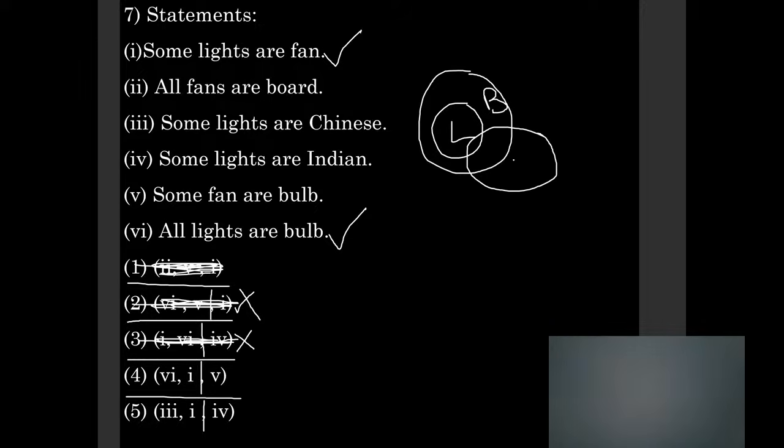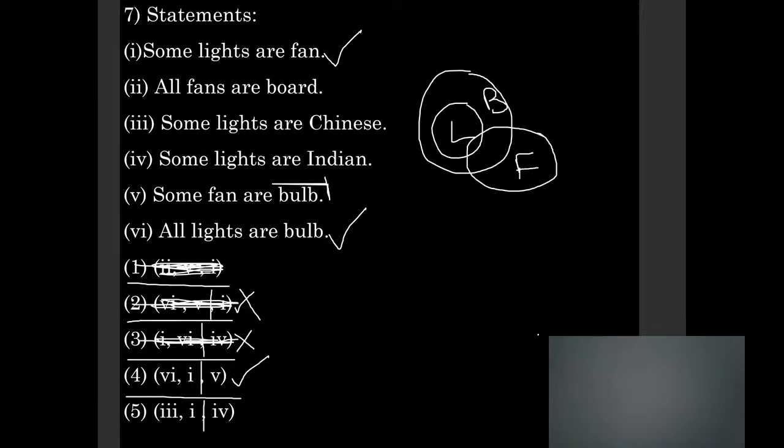Okay, next coming to the conclusion, the fifth one. The fifth one says that some fan are bulb. You should check whether the fifth one follows or not. So if you check the fifth one, some fan are bulb. Yes, fan and bulb are both intersecting. As they are intersecting, the fourth one is our correct answer.